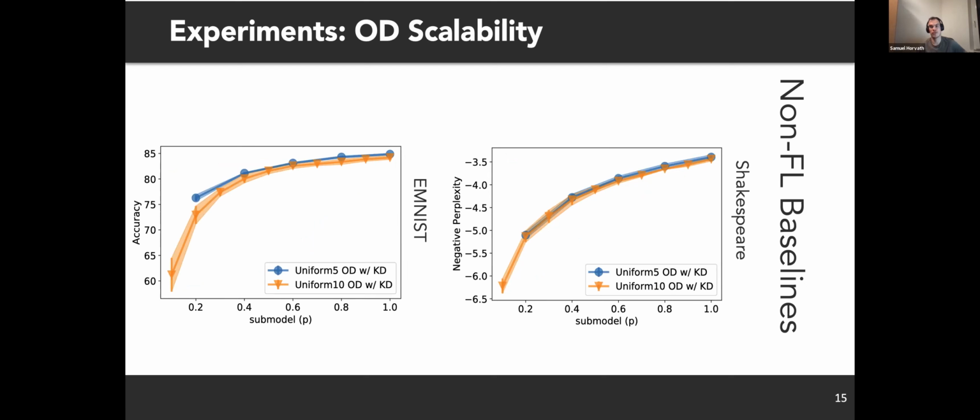Lastly, we show another important characteristic of ordered dropout, which is its ability to scale to a large number of device clusters, or equivalently, perform well with high granularity of width values. We illustrate this by comparing uniform 5 and 10 distributions.